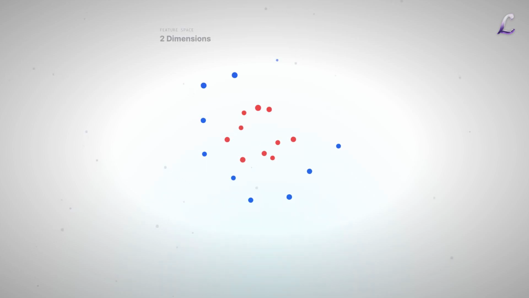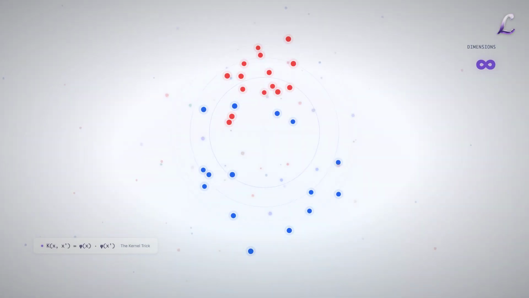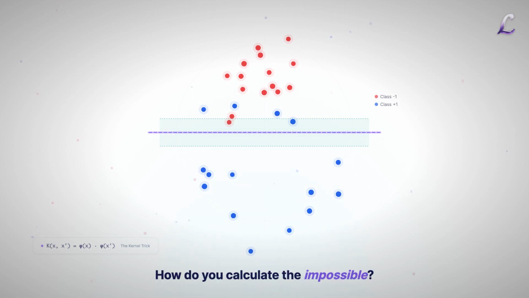Imagine you have data so complex that to separate the red points from the blue points, you need to map them into a space with infinite dimensions. Calculating coordinates in infinite space is impossible. It would take forever, yet support vector machines do this every day, instantly. How do you calculate the impossible?